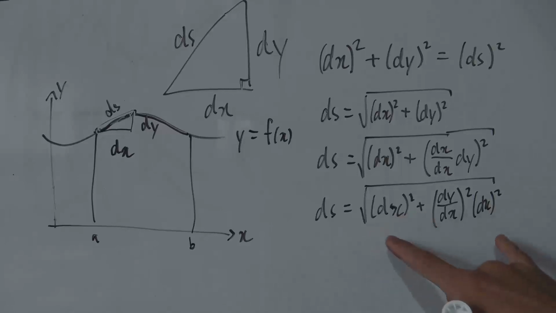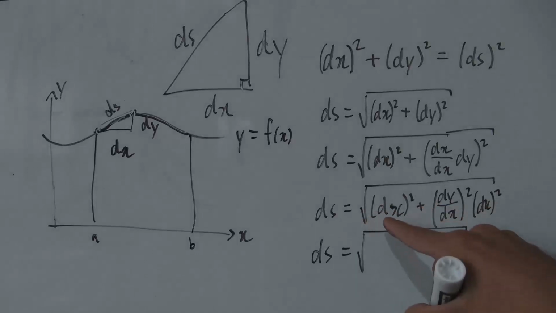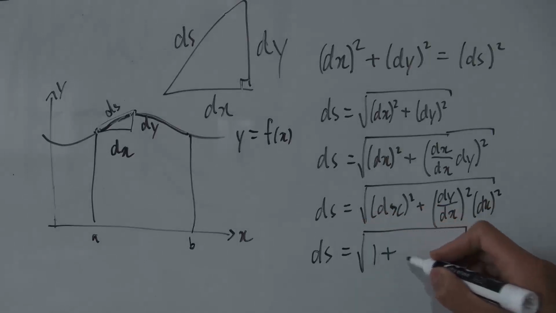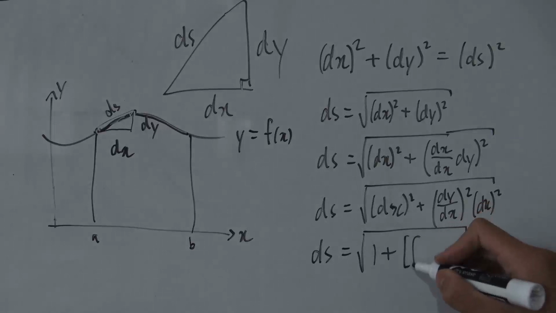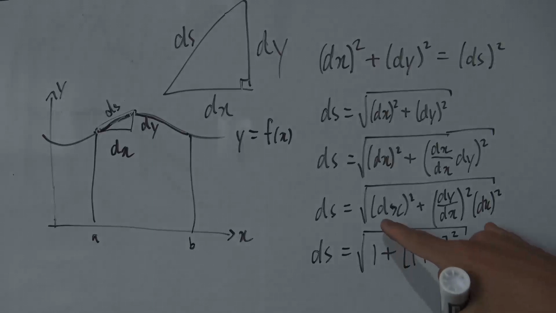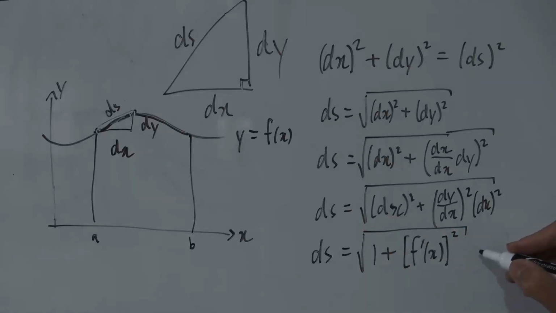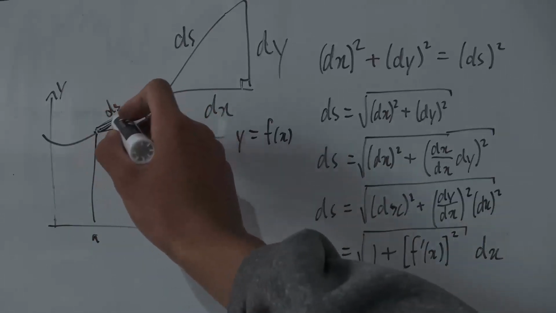So notice that this is a dx squared, and when we factor it out, we can cancel it with the square root. So in the end, we have ds is square root. Now I'm factoring this dx squared out, so we have 1 plus, and I'm going to rewrite this dy over dx as f prime of x. So we have f prime of x squared, and then we factored out this dx squared, but because we have the square root, it just turns back into a dx. So now we have an expression in terms of x for each of these little intervals here.